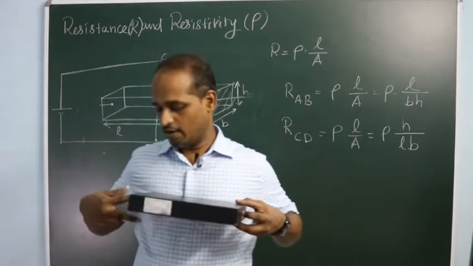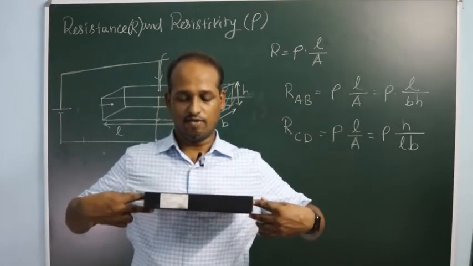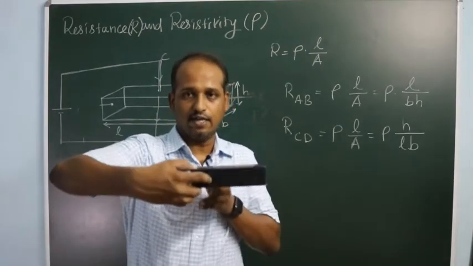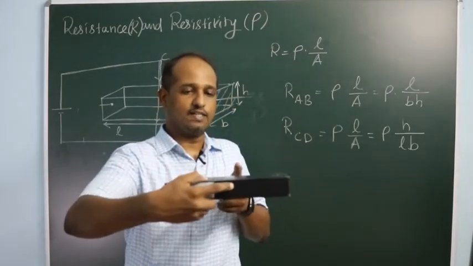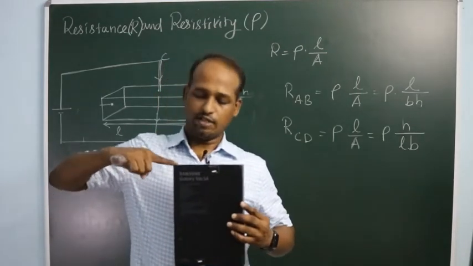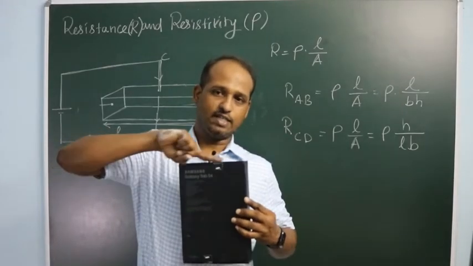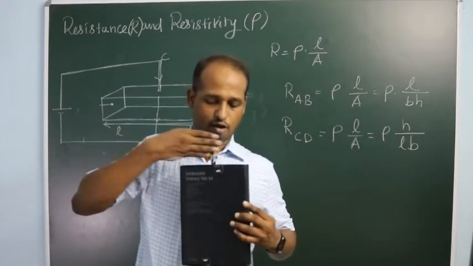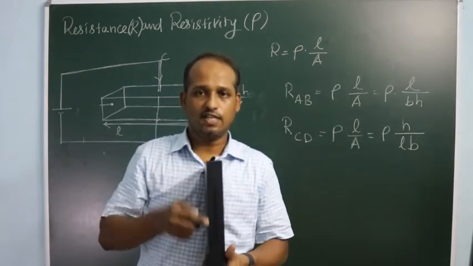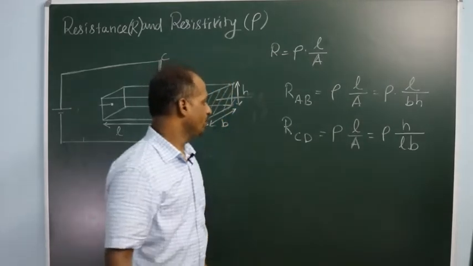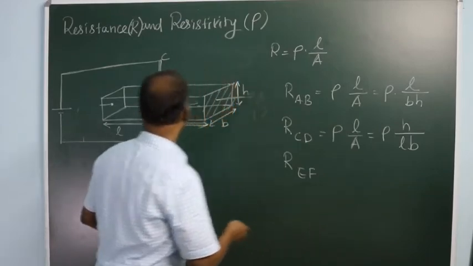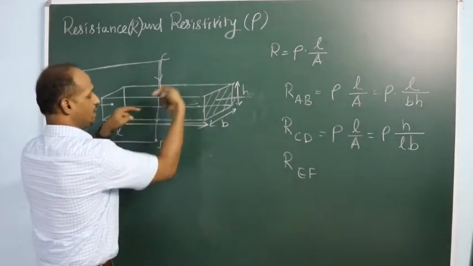And the third one is, suppose these two faces are connected. First we connected it like this, then like this, and then what if they are connected like this? Here is a positive terminal and here is a negative terminal. Then in this way the current goes through a distance B, and perpendicular to the flow of current, this area of cross section is L into H. So maybe you can call it REF, where the battery is connected between these two faces.